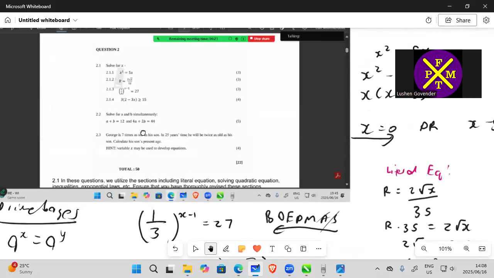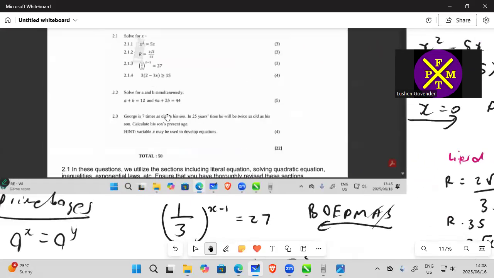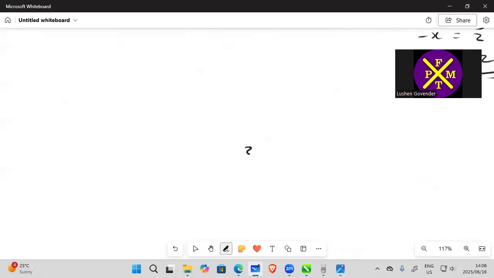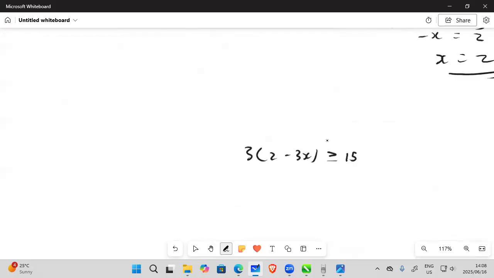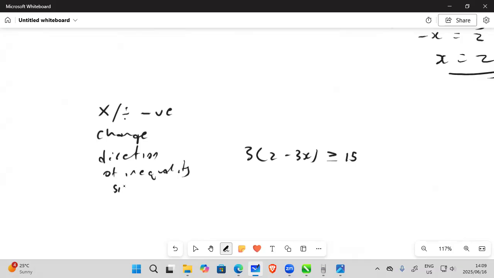Okay, and then the last one here is an inequality. So it'll be 3 into 2 minus 3x greater than or equal to 15. We're dealing with an inequality. The only thing that you need to remember for an inequality is whenever you multiply or divide by a negative, change the direction of the inequality sign. I'd write that down.